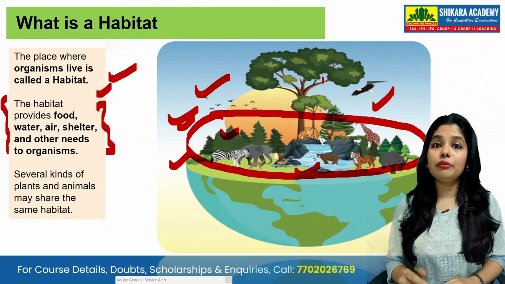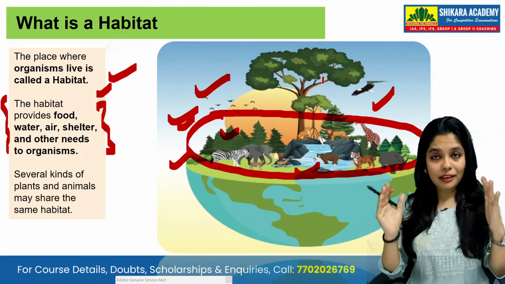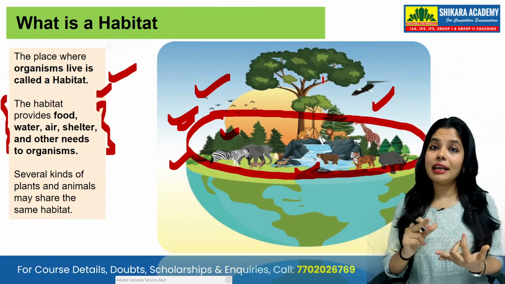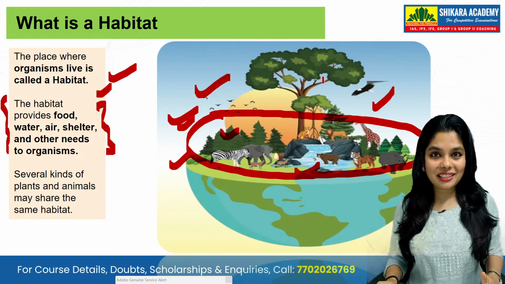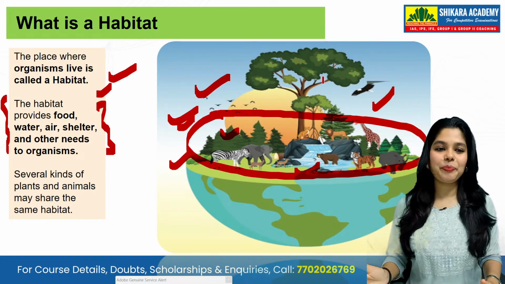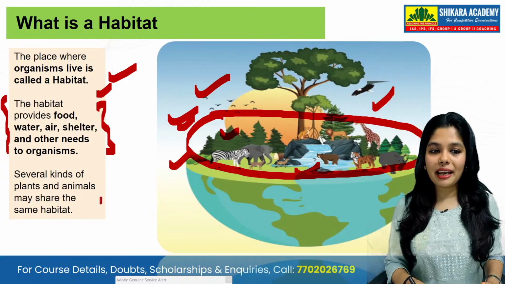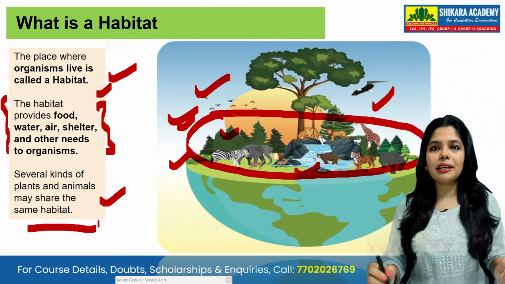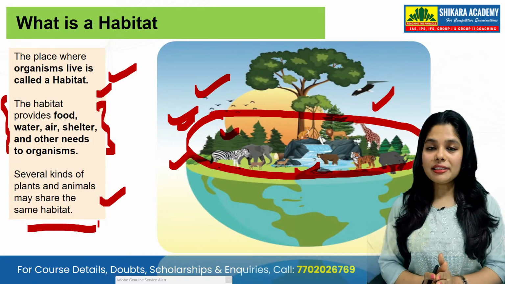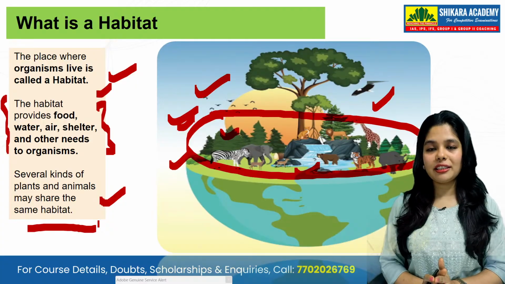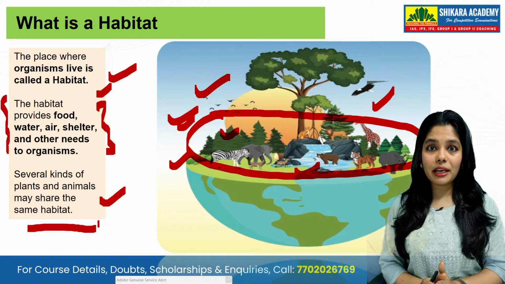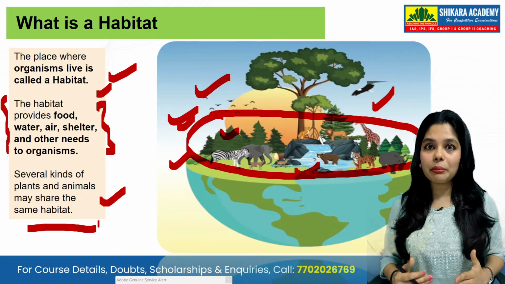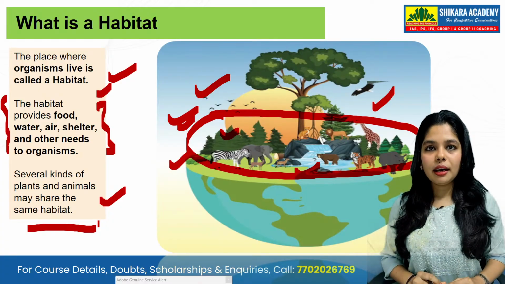So they will get their food, they will get shelter, the place at which they will live, then they will get water, then they will get air to breathe. All these things they are going to get. Correct? Now, several kinds of plants and animals may share the same habitat. That is so obvious. Why will several kinds of plants and animals share the same habitat? Because if we talk about animals, they are sharing their habitat, and if we talk about humans, you and me, we are sharing the habitat.